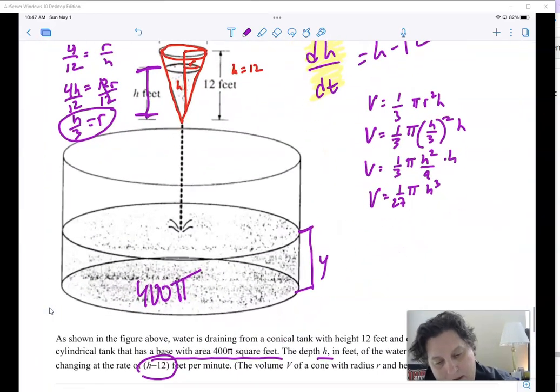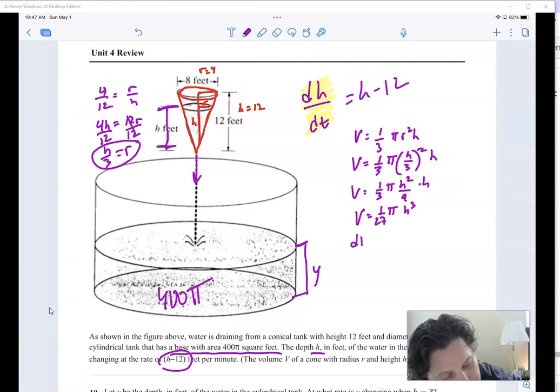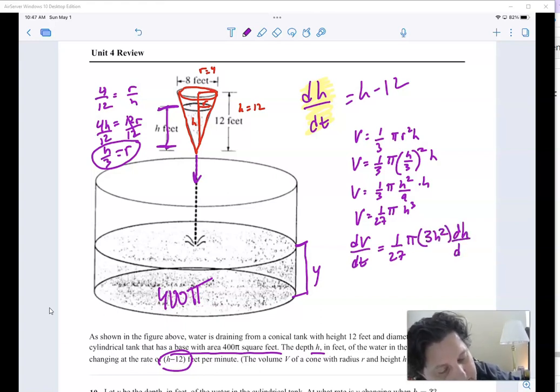Now I can figure out how quickly the volume of that is changing, which is basically telling me how much water is dripping down. Check it out. dV/dt is, that's a constant, 3h squared dH/dt. Okay, I've got dH/dt.